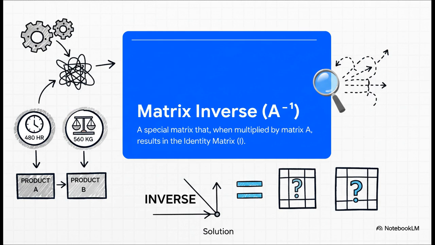For a simple 2x2 matrix like the one in our problem, there's a straightforward recipe to find it. You swap the two numbers on the main diagonal, you change the signs of the two numbers on the other diagonal, and then you divide this new matrix by the determinant we already calculated. That whole process gives us the exact tool we need to untangle the system and find our answer.